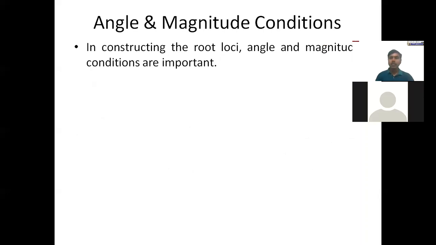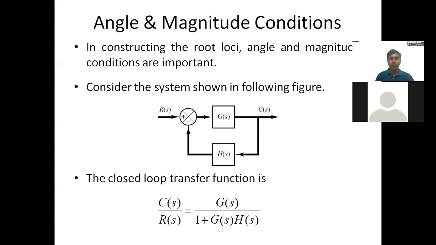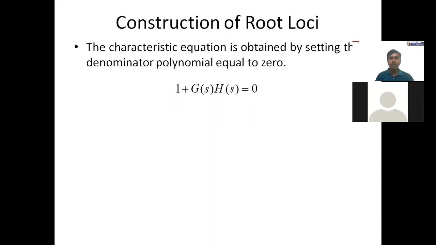What is the angle and magnitude condition? Before going to the root locus, it should satisfy the angle and magnitude condition. So let me explain what is meant by angle and magnitude condition. We are going to discuss the stability of the closed loop system. For the closed loop system transfer function, since it is a function of S, the characteristic equation has roots that are complex terms. So G(s)H(s) is equal to minus 1.